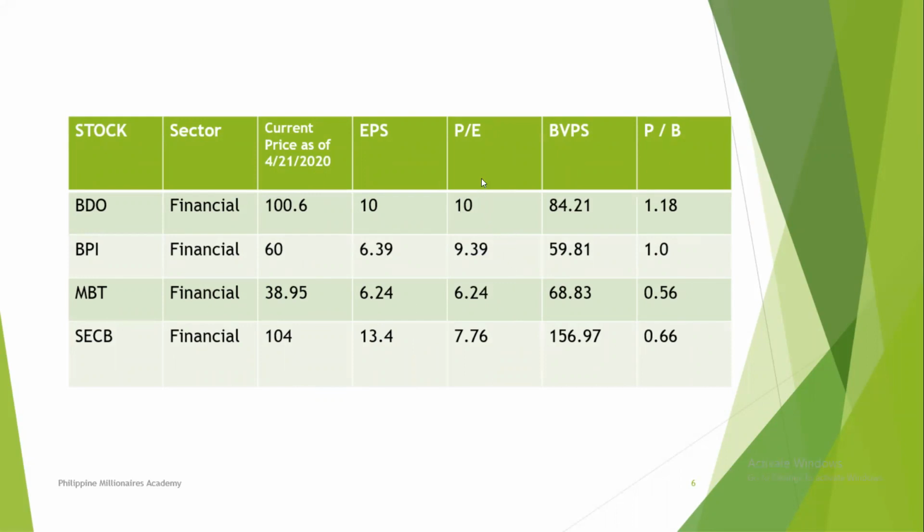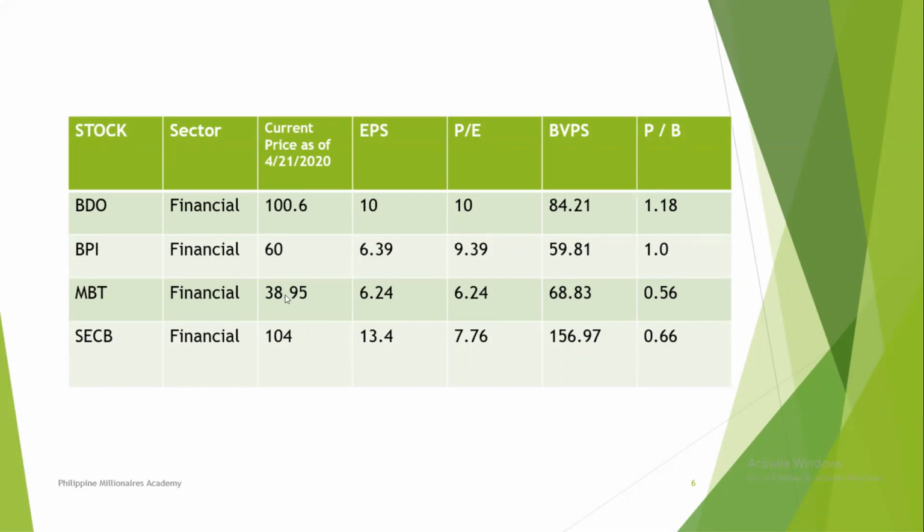So just remember that PE is equal to the current price divided by the earnings per share. So yung earnings per share naman at saka book value per share, hindi na kayo mahihirapan eh, dahil it is already given in the financial statements of the company. So you just divide the current price by its EPS to get the PE, and you just divide the current price by BVPS and you will get the PB. So it is as easy as that.